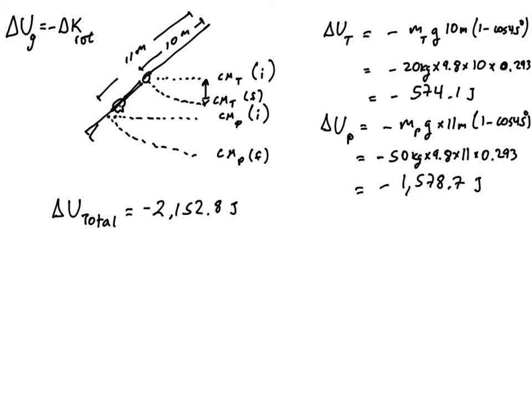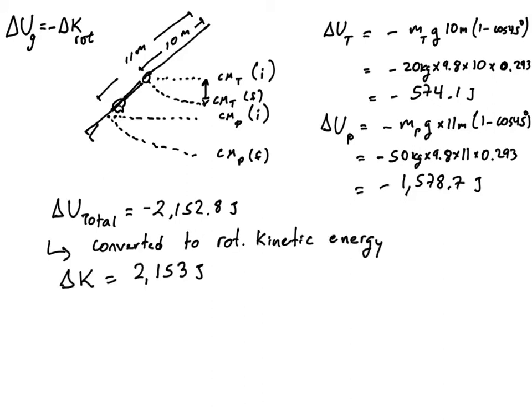So the total change in the potential energy of the system, made of the trapeze and the person, is minus 2152.8, adding those two numbers. All of this energy is going to be converted to rotational kinetic energy. So we're going to gain an amount of rotational energy equal to 2153 joules, just rounding it to 4 significant figures there.